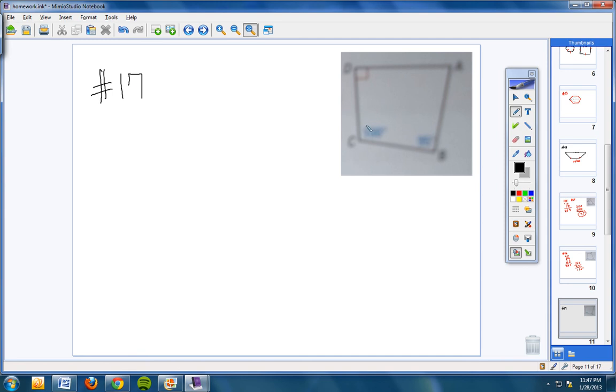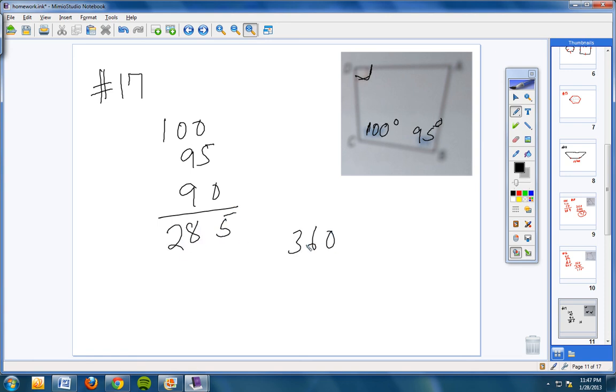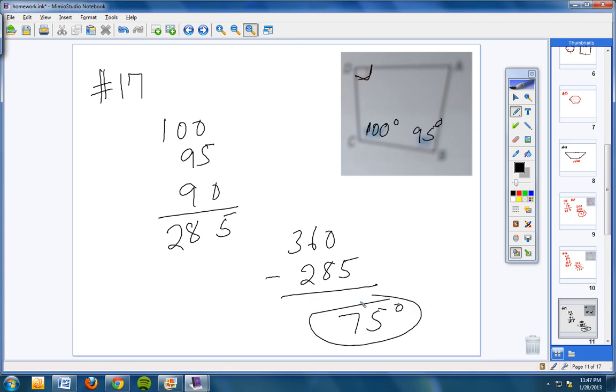Okay, I know it's really hard to see, but this is 100 degrees if you'll look in your book, and this over here is 95 degrees, and then they give you a 90-degree symbol, so you know that's 90. So you have 100 plus 95 plus 90. That would be 285. And then 360 minus 285 should give you 75 degrees. All right? So there's your answer, 75 degrees.